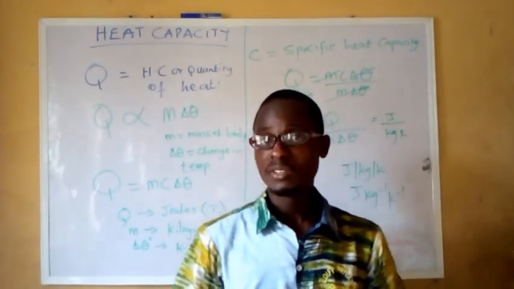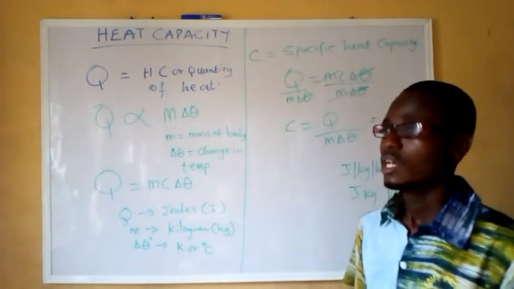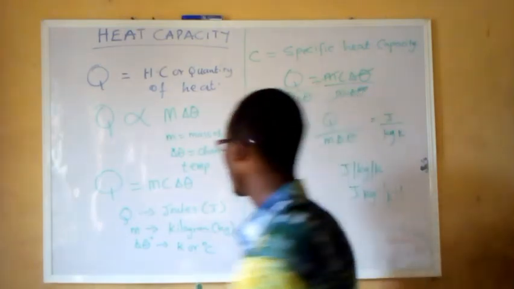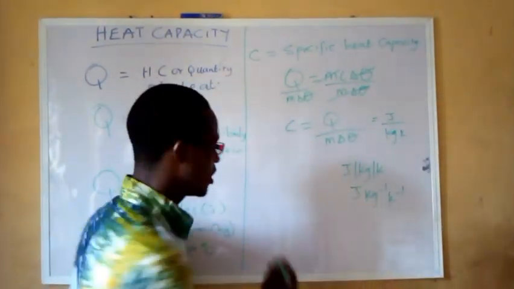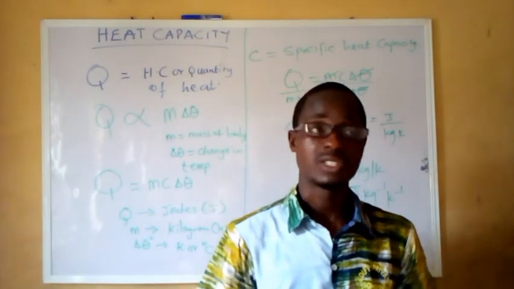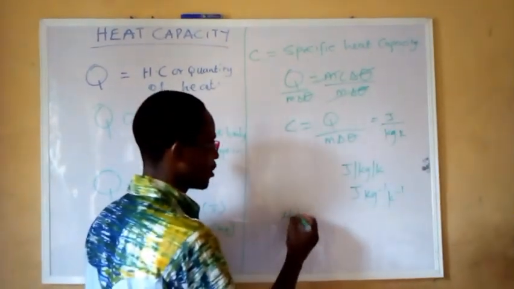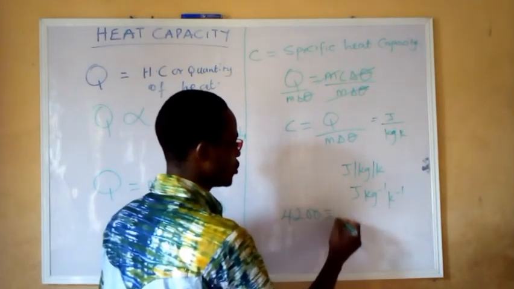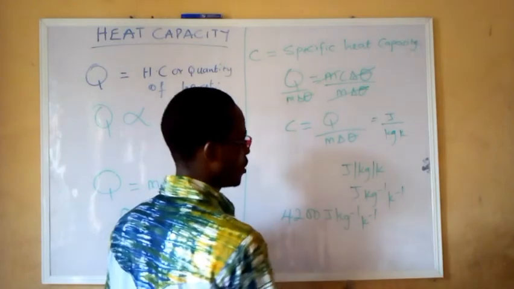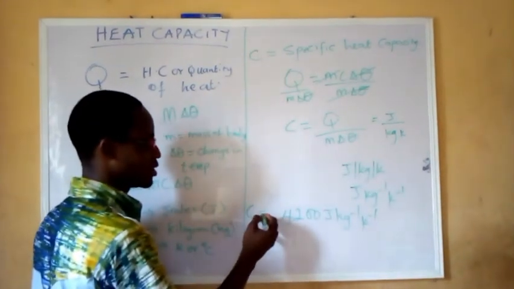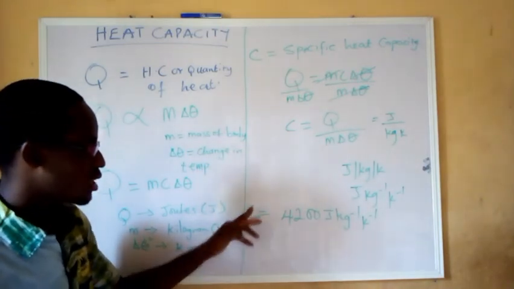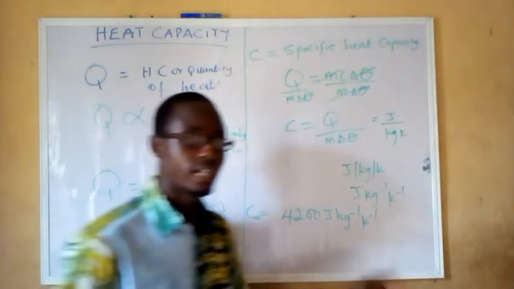Now, the specific heat capacity is a constant for every substance, like water. The specific heat capacity for water is constant. We have that for aluminium, we have that for various materials, but for water it is 4200 joules per kilogram per Kelvin. So this is the specific heat capacity for water. I'm putting a subscript W here to indicate that the specific heat capacity is for water.